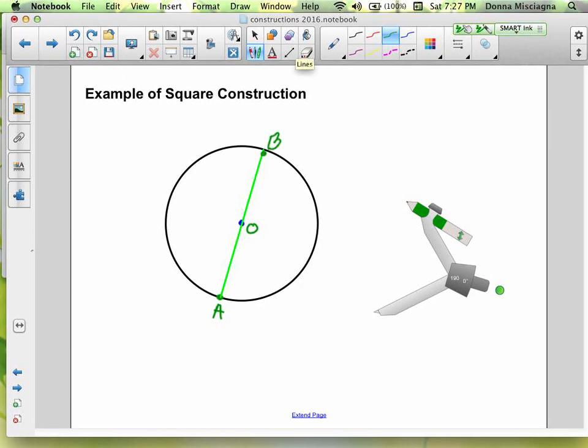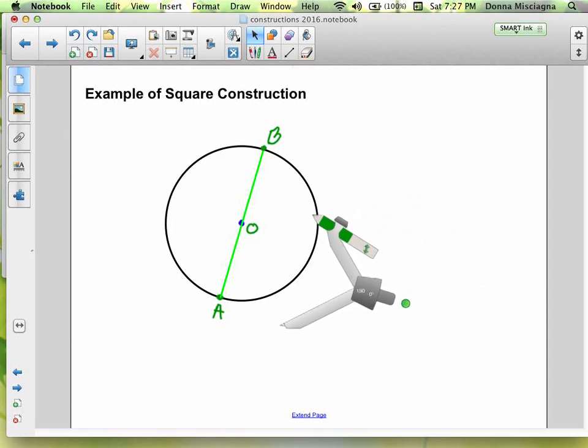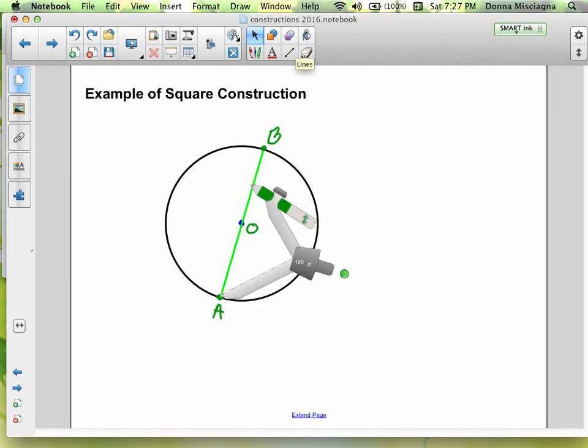We know that that is a diameter because it has two endpoints on the circle, and it goes through the center of the circle. All right, so there is my diameter, which is now going to be the diagonal to my square. All right, so I'm going to open up my compass and use some other color, not green. Red, make it Christmassy. I'm going to make sure that it is open more than halfway, more than the length of the radius.